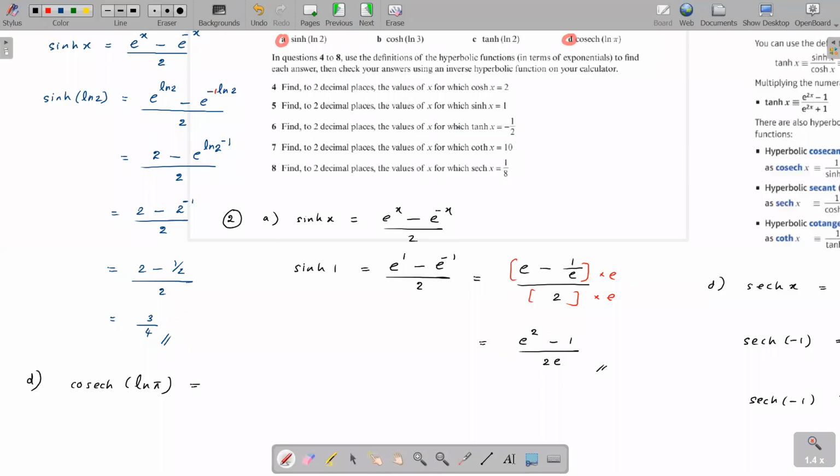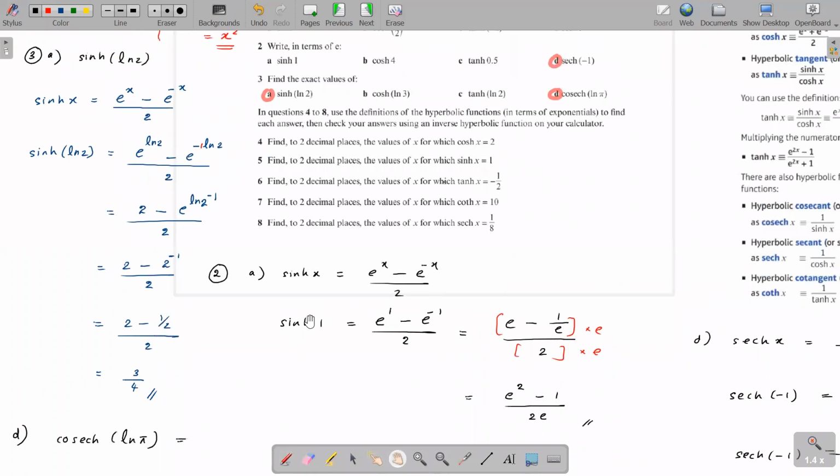All right, guys. So the others are also pretty much straightforward, right? So over here, cosh ln 3, tanh ln 3. So you can try this stuff. So let me do part D, cosech ln pi. Okay, so I think you can see now that the question says they want you to find the exact value.